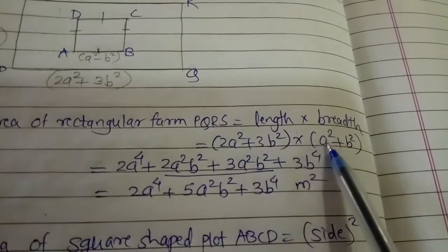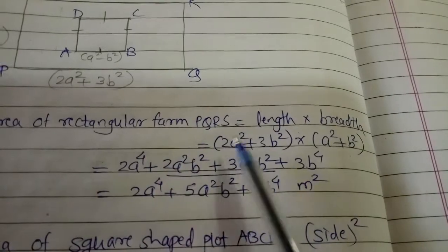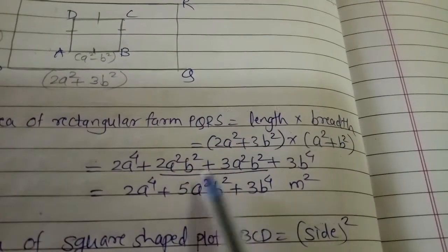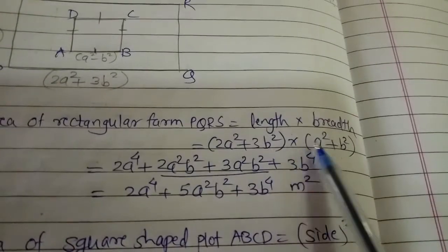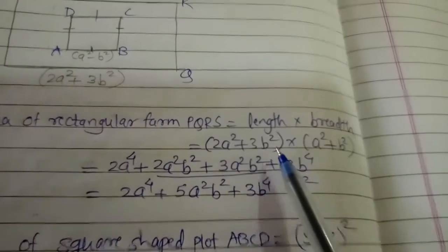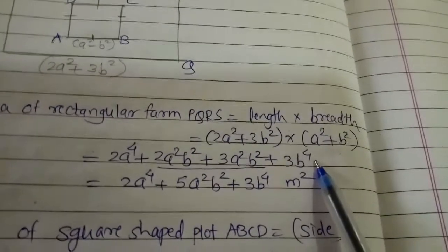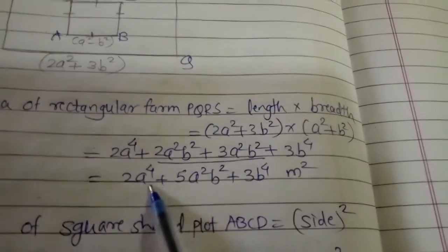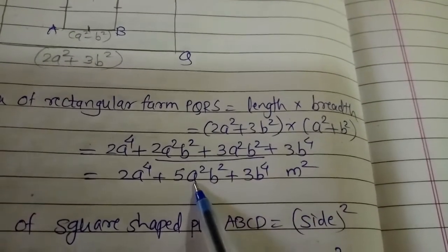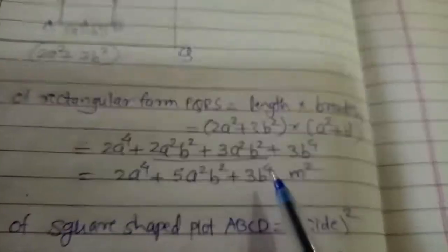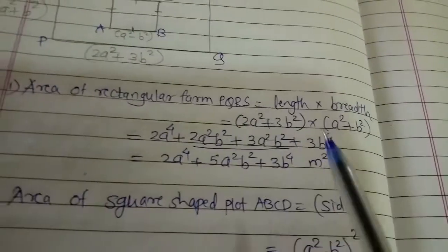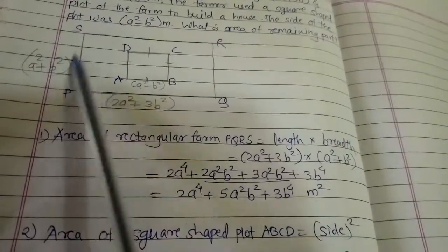So 2a square into a square will get 2a raised to 4. 2a square into b square, so 2a square b square. Here we get 3a square b square, and 3b raised to 4. And so 2a raised to 4, 3 plus 2, that is 5a square b square, and plus 3b raised to 4 meter square. So this is the area of this rectangular form PQRS.